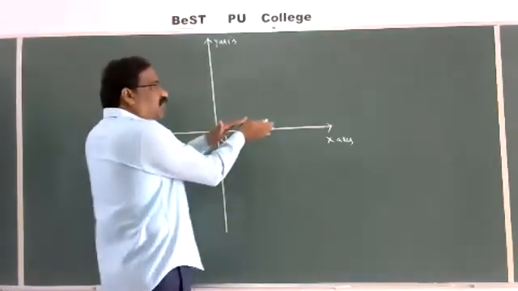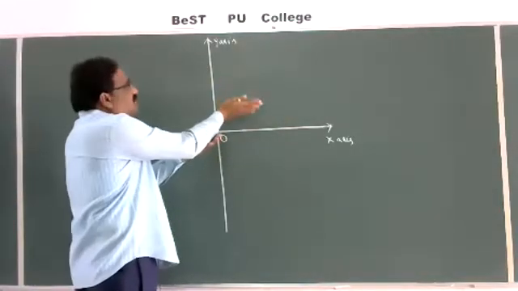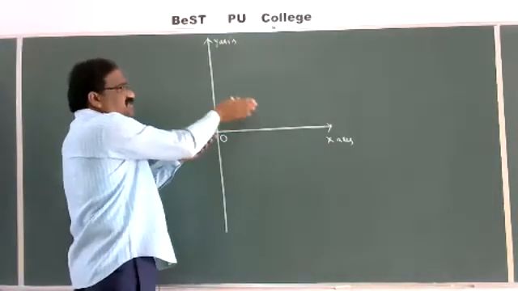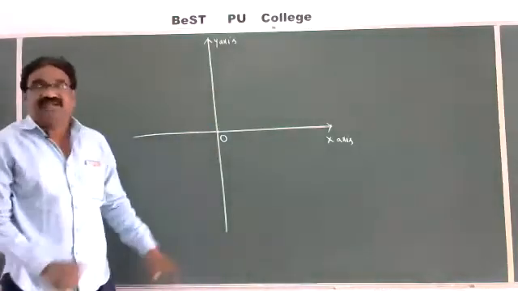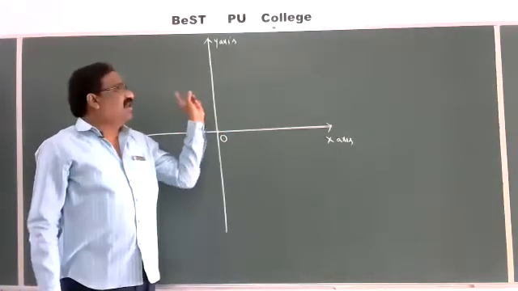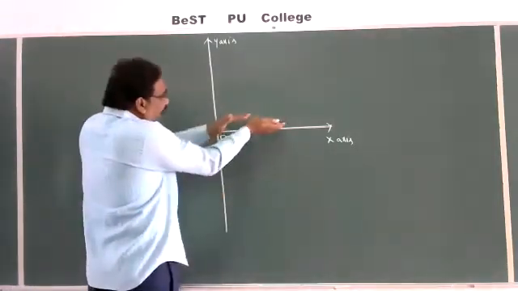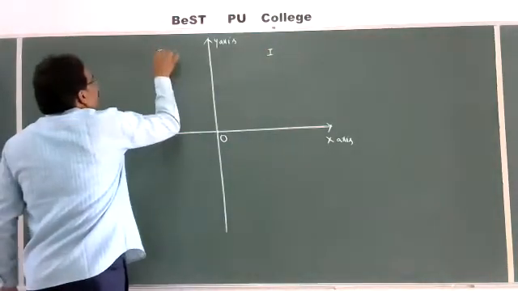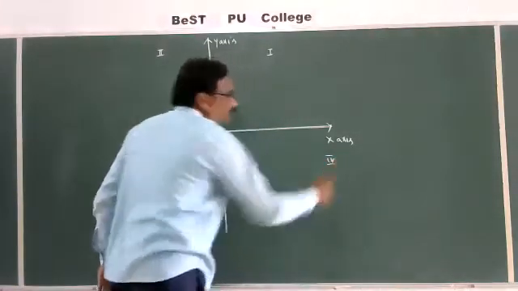Here you go in the anti-clockwise direction. This is the clockwise direction and this is called the anti-clockwise direction. In mathematics, anti-clockwise direction is called positive direction and clockwise direction is called negative direction. In the anti-clockwise direction, this is the first quadrant, this is the second quadrant, this is the third quadrant and this is the fourth quadrant.